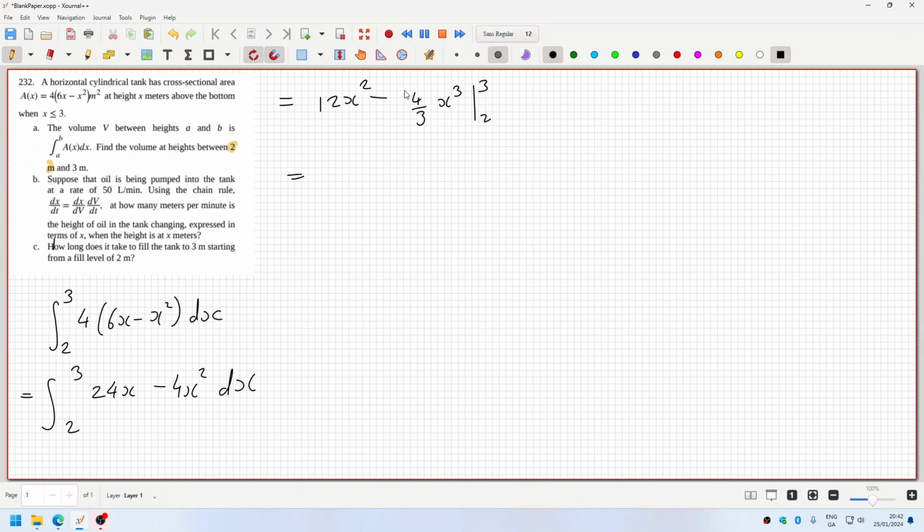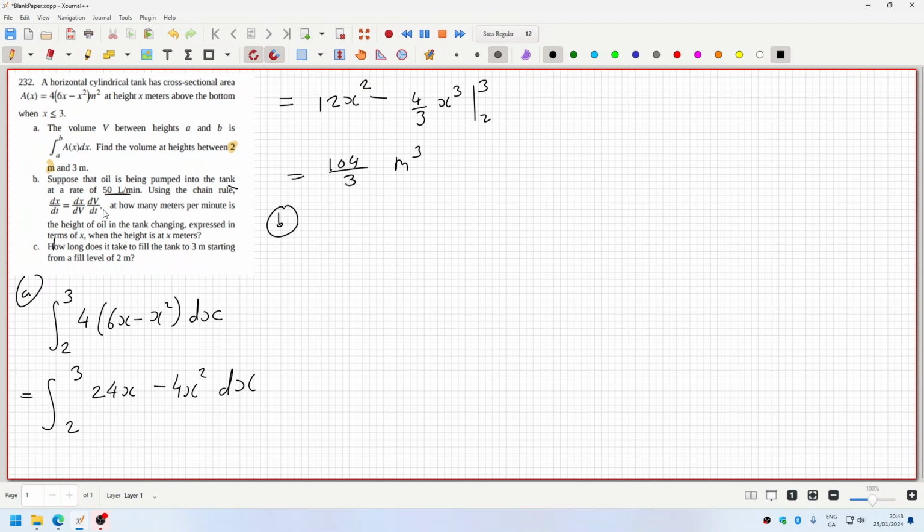So let's see what I get here on the calculator. That's 104 over 3 meters cubed. B. Suppose that oil is being pumped into the tank at a rate of 50 liters a minute.